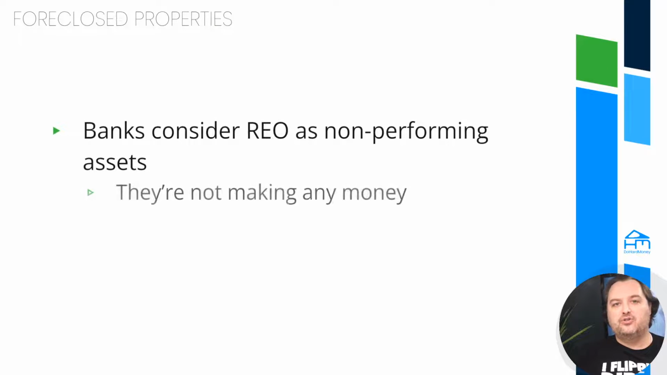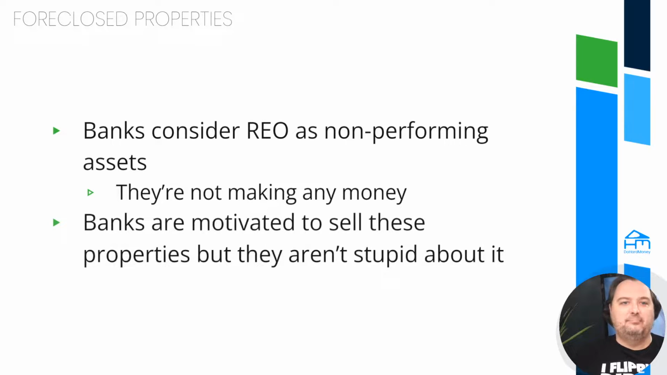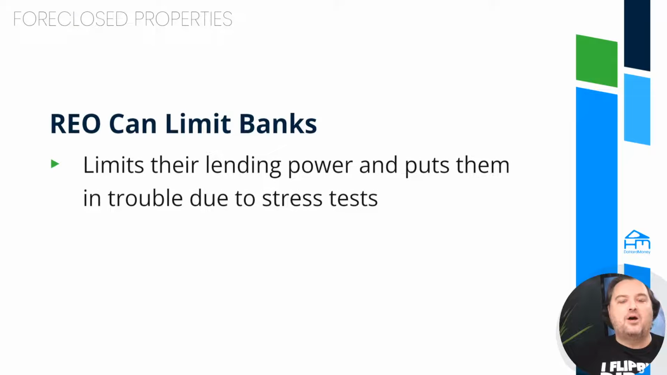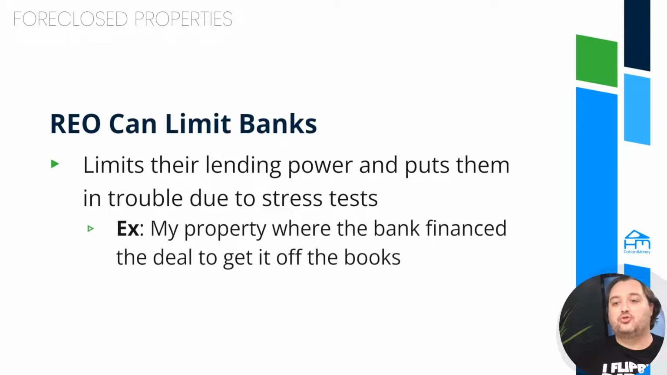Banks consider REOs non-performing assets because they're not making any money, and banks are motivated to sell these properties, but they're not going to be stupid. They're just not going to give them away. REOs can hurt the bank. It can limit their lending power. It can put them in trouble with stress tests, which is a new thing since 2008 to make sure they could handle something like that happening.